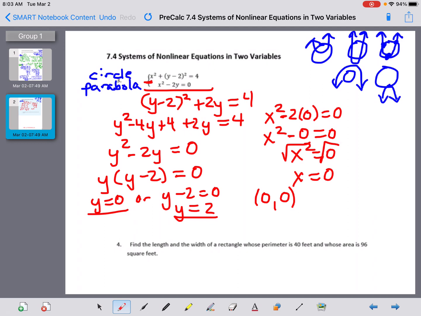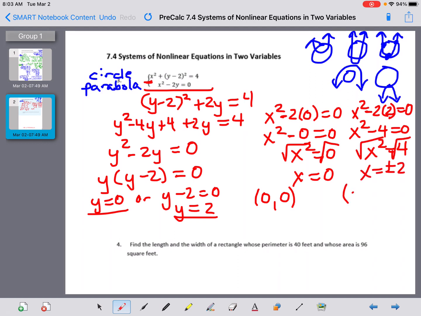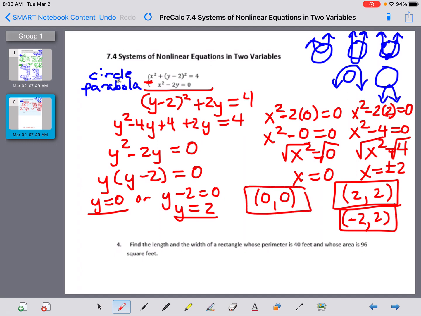All right, plugging in the 2. X squared minus 2 times 2 equals 0. X squared minus 4 equals 0. X squared equals 4. Take the square root, and x equals plus or minus 2. Okay, so x was 2 when y was 2, or x was negative 2 when y was 2. So in this case, I get 3 answers, okay? So it must be something like this one up here, where it crossed 3 times.